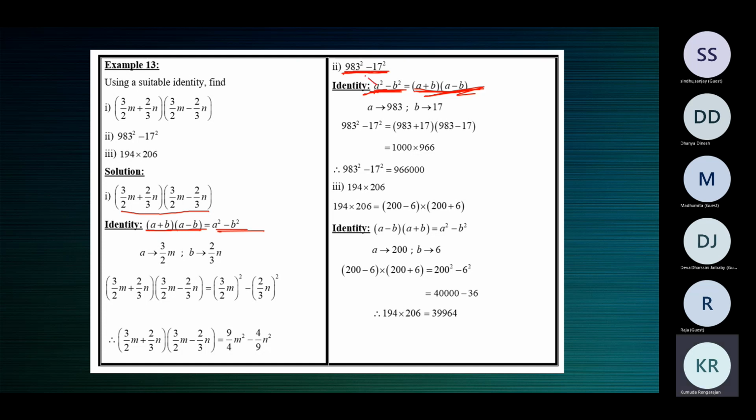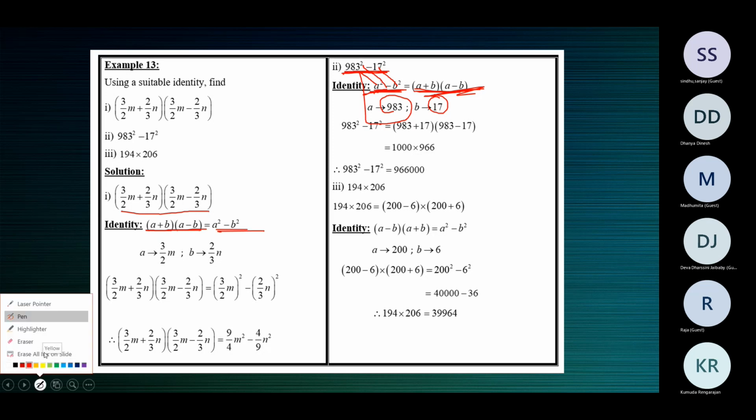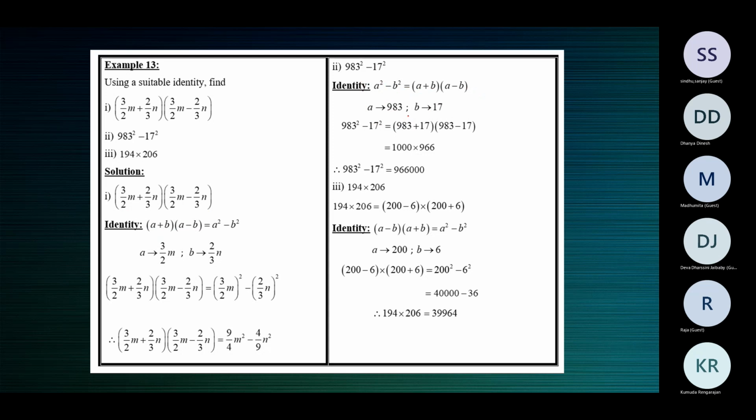So a square is 983 square. So a is 983. B square is 17 square. So b is 17. A square is 983 square. So a is 983. B square is 17 square. So b is 17. Is this understood?